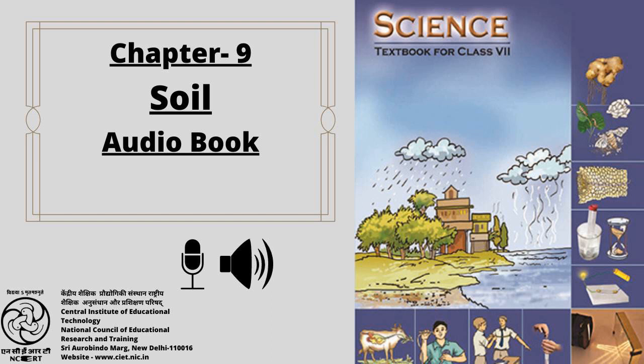1. Soil is important for life on the earth. 2. Soil profile is a section through different layers of the soil. Various layers are called horizons. 3. Soil is of different types: clay, loamy, and sandy. 4. Percolation rate of water is different in different types of soil. It is highest in the sandy soil and lowest in the clay soil.